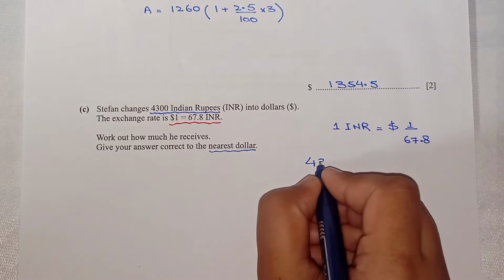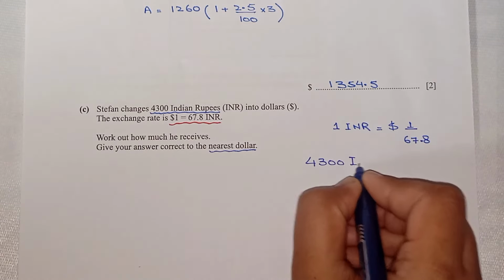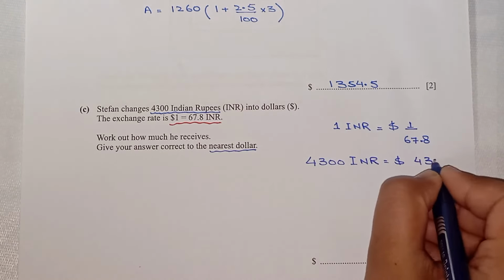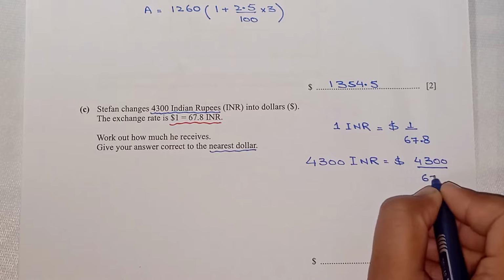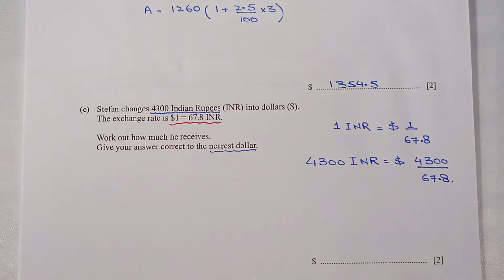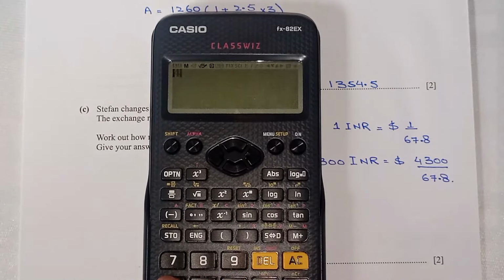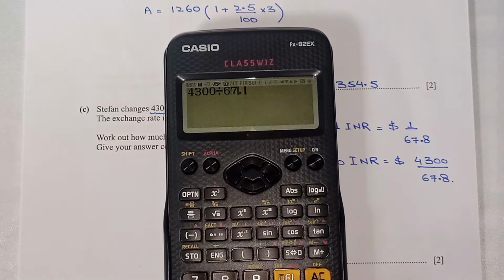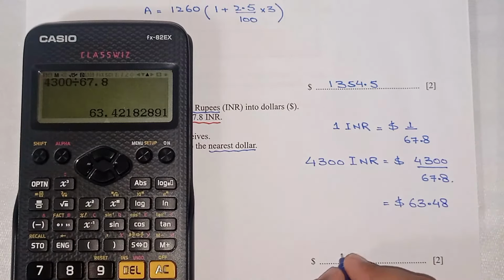So 4,300 Indian rupees in terms of dollars would be 4,300 divided by 67.8. Okay, so let's do it. 4,300 divided by 67.8 would be 63.43, and we need to give our answer correct to the nearest dollar, so it would be just $63.